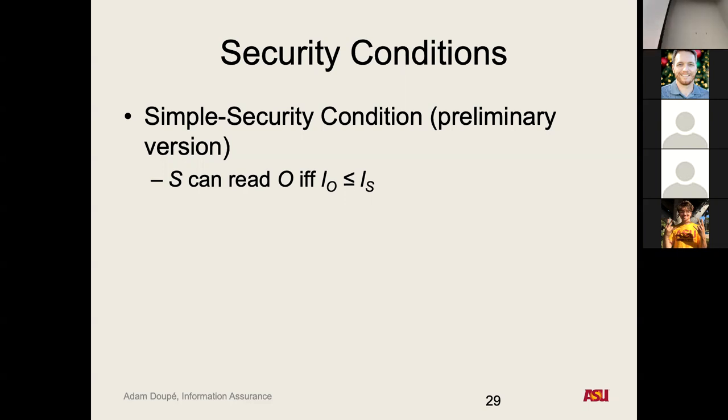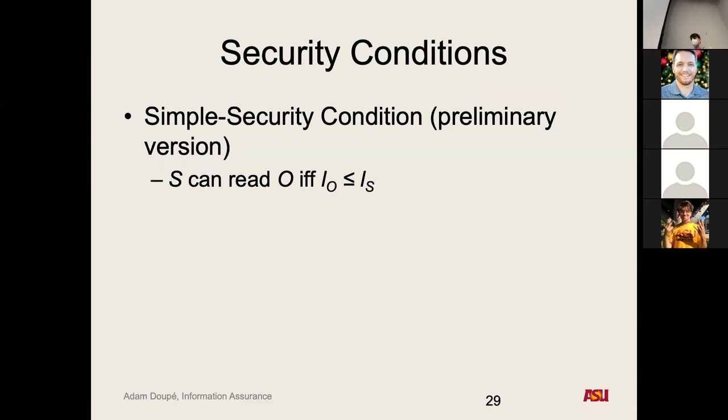Let's go through some examples. I have top secret clearance. Should I be able to write a top secret file? Does that violate the property? Can I put any information in that file that somebody who doesn't have top secret clearance can read? No violation. What about if I'm unclassified? Can I write an unclassified file?